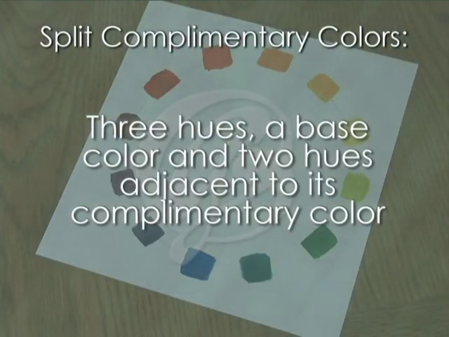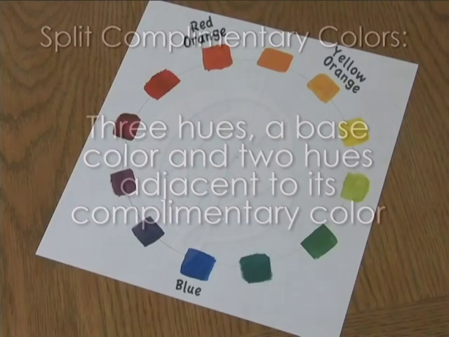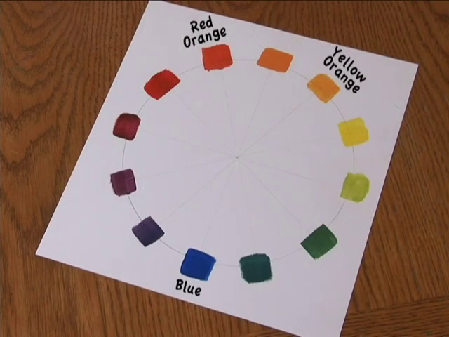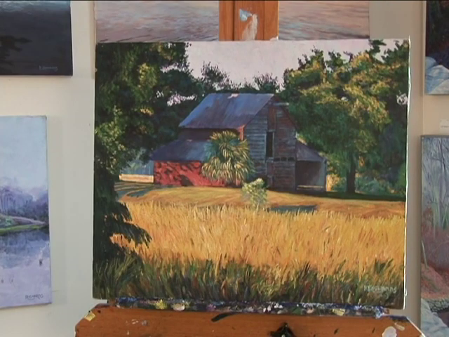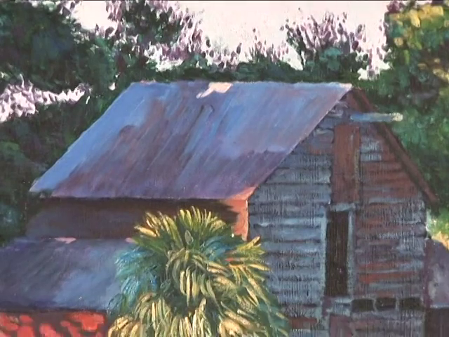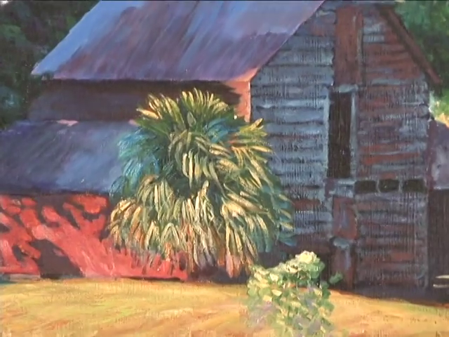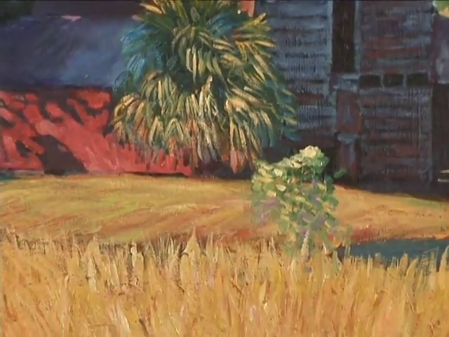Split complementary colors are three hues, a base color and two hues adjacent to its complementary color. The effects of using split complementary colors are very similar to using complementary colors, although presenting slightly less tension.